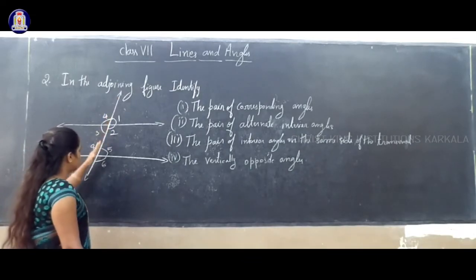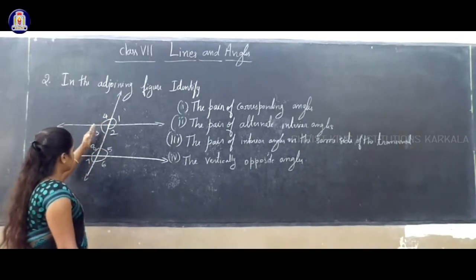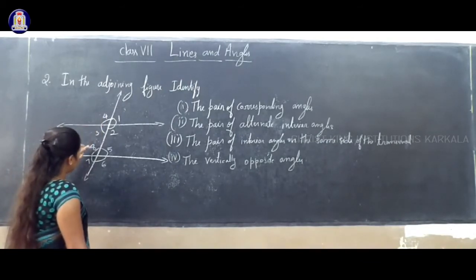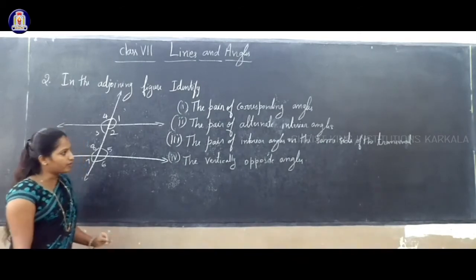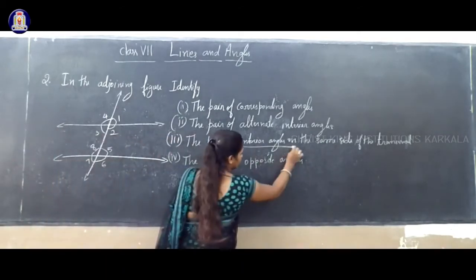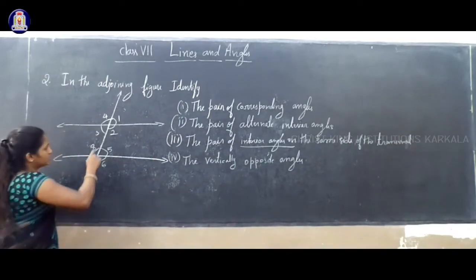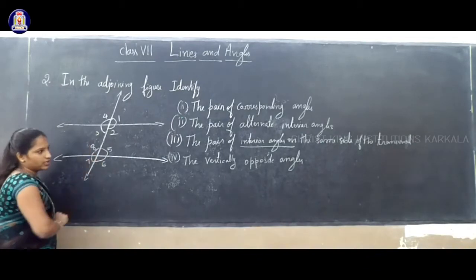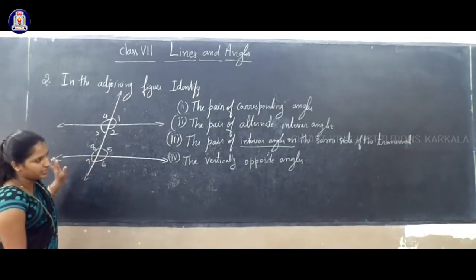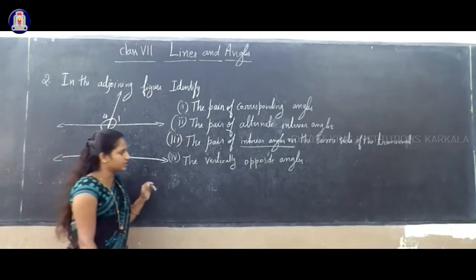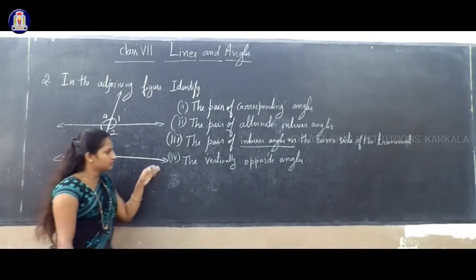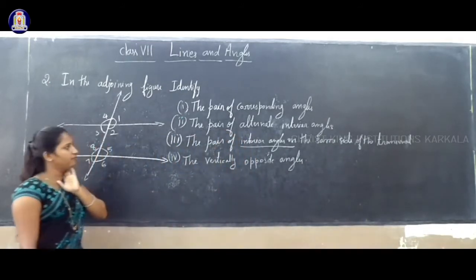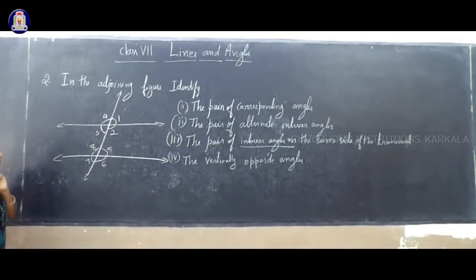Same side of the transversal means, if you consider this is a transversal, the angles will appear, see, 4, 3, 8 and 7. Clear? But what we have to write? Pair of interior. Interior means inside. So inside angles, interior angles are here 3 and 8. Correct? So now we have to write pair of interior angles on the same side of the transversal. And fourth question is the vertically opposite angles.